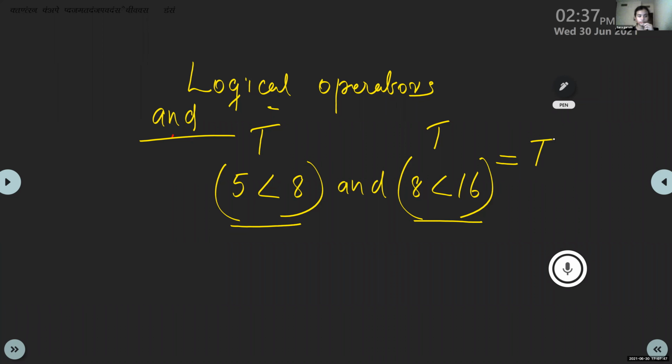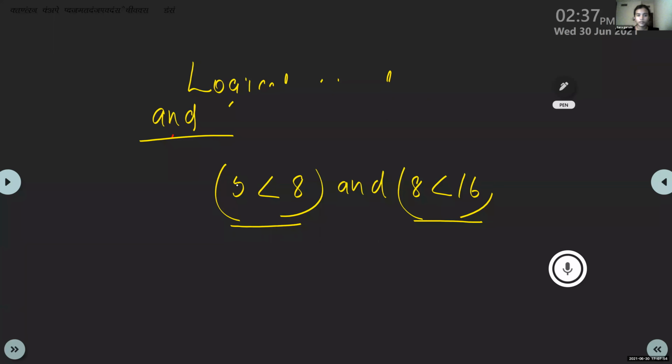Okay. Then I'll write another one. It is 10 less than 8 and 8 less than 16. Sahan, what is the result of the first one? 10 less than 8. Then Alan Joshi.